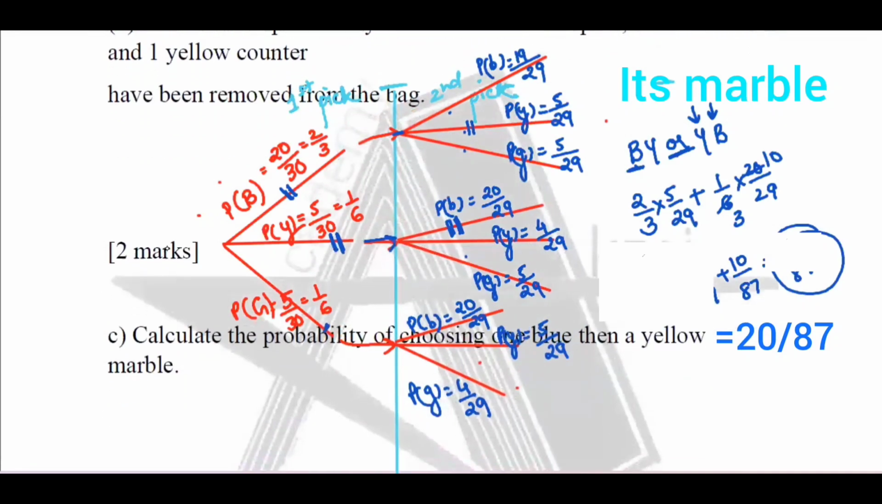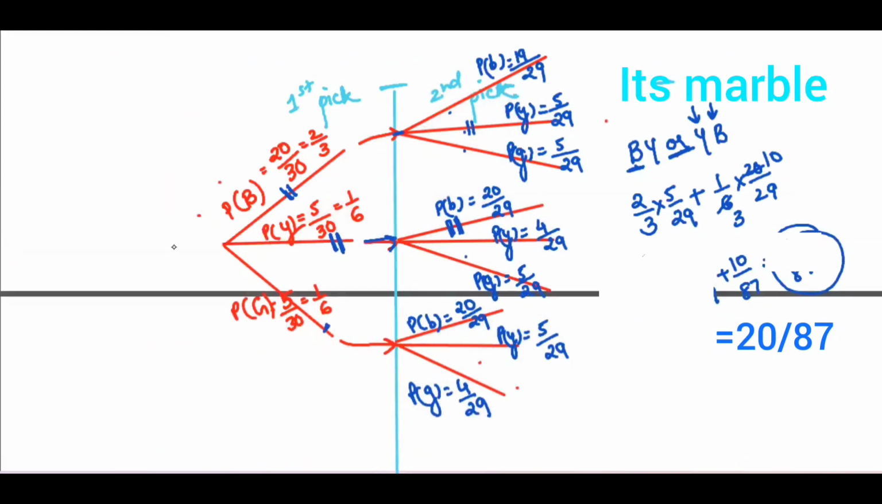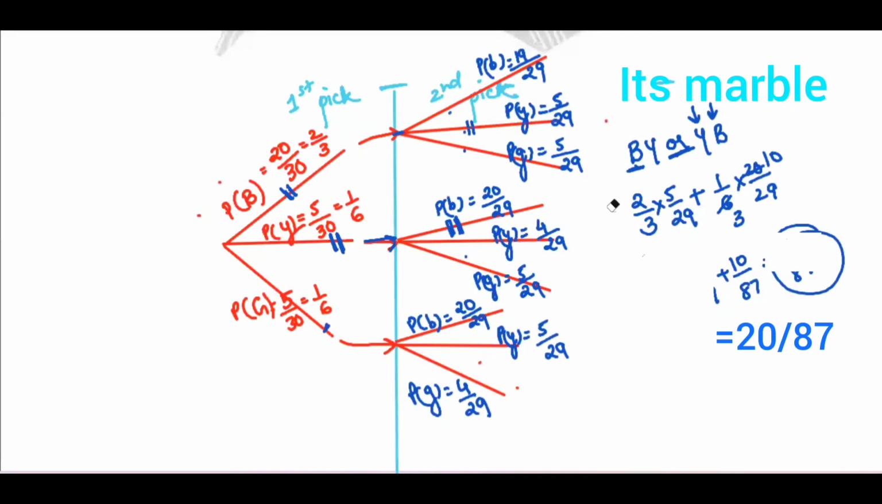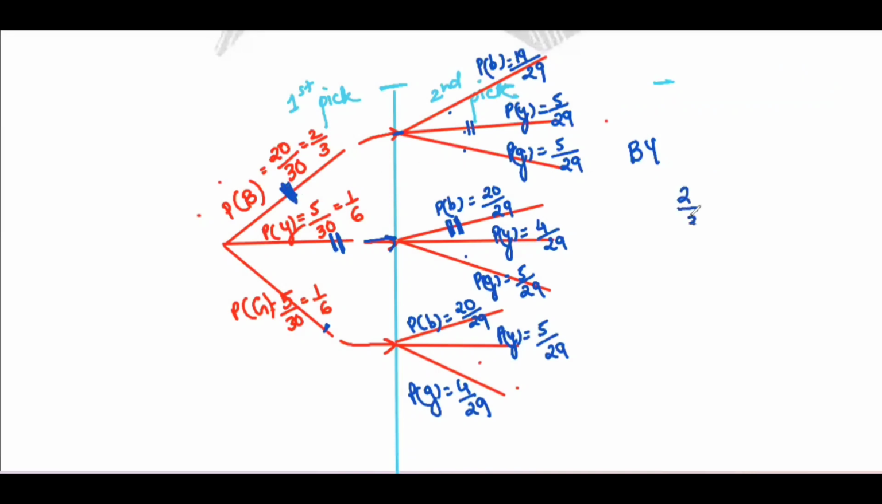Now the third part says calculate the probability of choosing one blue then a yellow marble. Here they have specifically specified one blue then a yellow. That means only this case we have to deal with. Probability of blue then a yellow. So probability of blue is this one, which is 2 over 3, and then a yellow, that means this one, which is 5 over 29. That means 10 over 87 will be the probability.